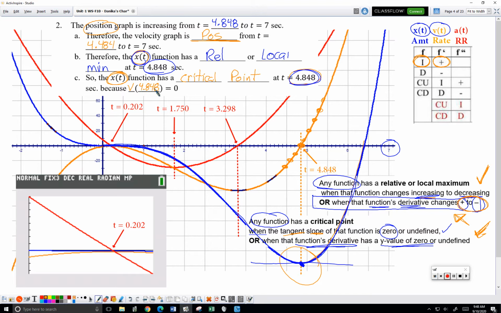Please, Thomas. Would it make sense instead of putting V of 4.848, would I put x prime, with the apostrophe, like the derivative? Absolutely correct, because that's what they were looking for in the first place. V of t is exactly the same thing as x prime of t. There's no difference. So that is absolutely correct. You could write x prime of 4.848. The answer in the back will say this, but either one is correct. 2 points.